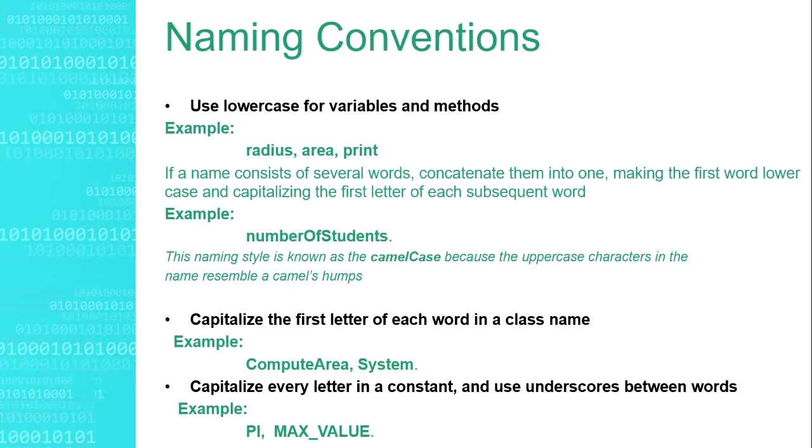Example, ComputeArea, System. Tip number 3. Capitalize every letter in a constant and use underscores between words. Example, capital PI for pi, capital MAX_VALUE. Always choose descriptive names with straightforward meanings for the variables, constants, classes, and methods in your program. Again, naming conventions make your programs easy to read and avoid errors.